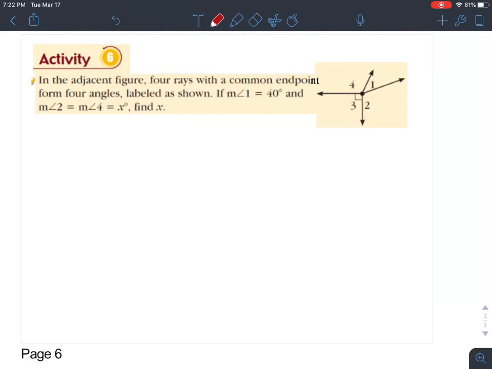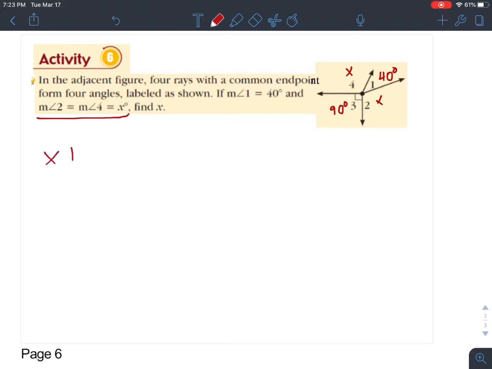Okay, now that you have tried this question, I'm going to show you how to do it. We are told that angle 1 was 40 degrees, so we should go ahead and write that in the picture. We also know that angle 2 and angle 4 are both x. And then lastly, angle 3 is 90 degrees because we have the symbol for a right angle there.